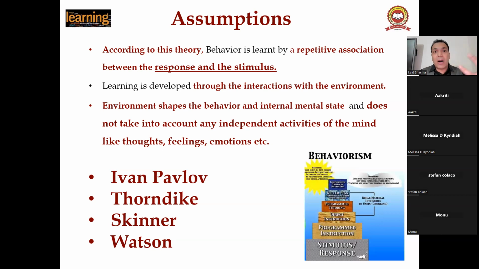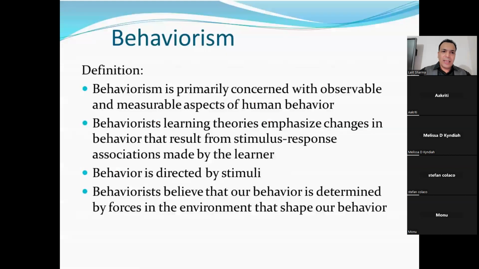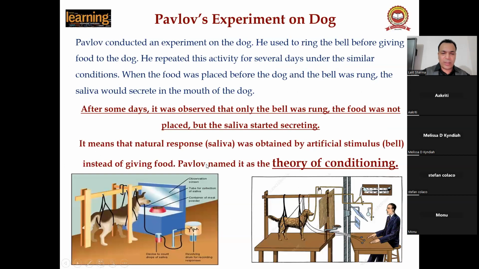The era of cognitivism came. They all talked about the thoughts, feelings, emotions, and internal state of mind that play a major role in learning. So Ivan Pavlov, Thorndike, Skinner, Watson, they were all behaviorists, right, guys? They said that environment shapes the behavior and internal mental state. I have already discussed behaviorism a little, so I'm coming directly to the Pavlov experiment on the dog.